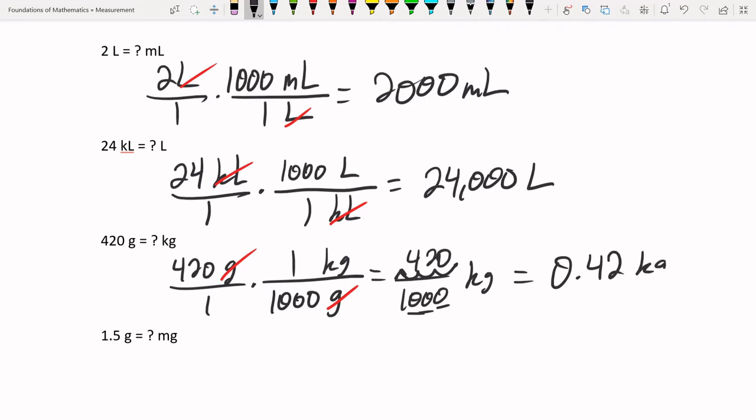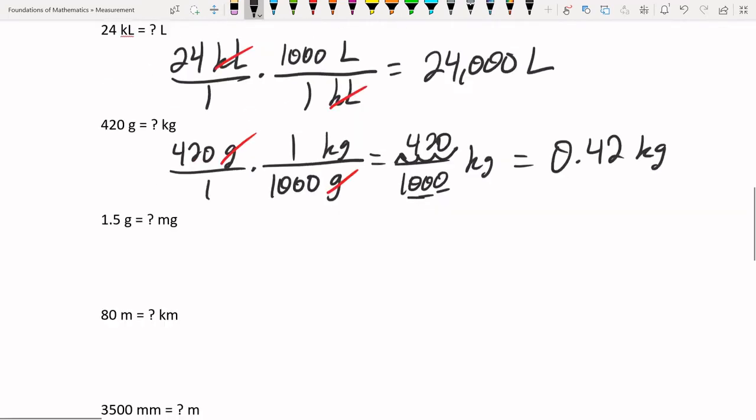0.42 kilograms. Whenever you divide by a power of 10, like 10, 100, 1,000, 10,000, 1 million, 1 trillion, just count how many zeros are in the denominator and move the decimal point that many spaces. That's because our number system is base 10.